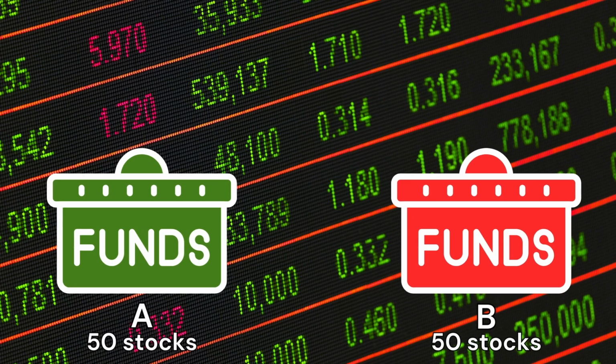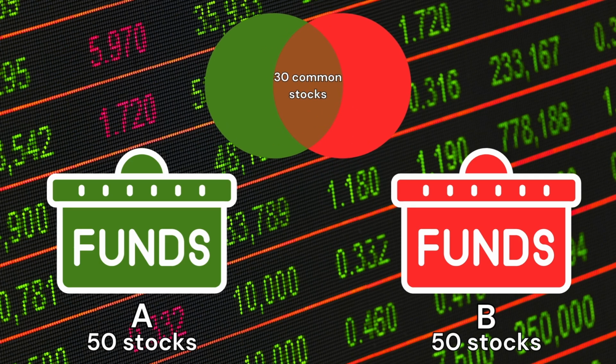What that means is the number of stocks which are common across both the funds. For example, both the funds invest in 50 stocks each, and suppose each fund has 30 stocks in common. That gives us an overlap ratio of 60%, which is not at all good. Why? Because you're not diversifying.